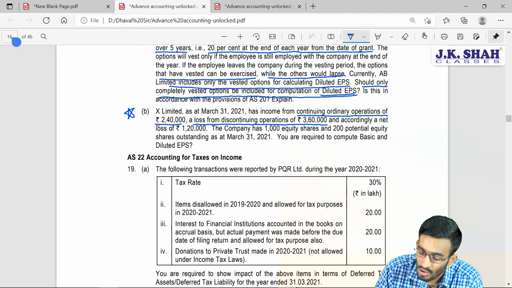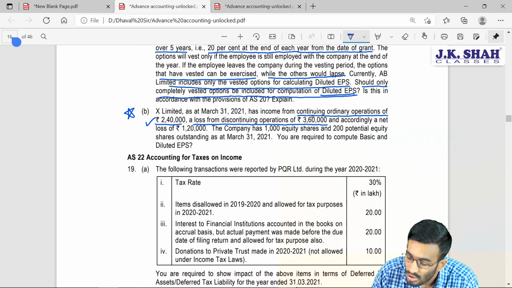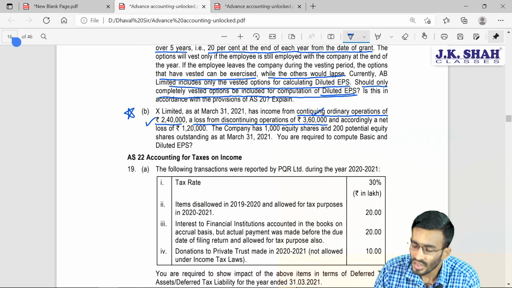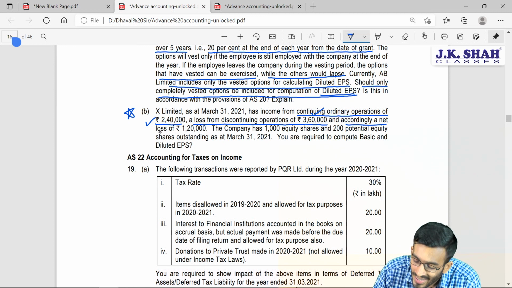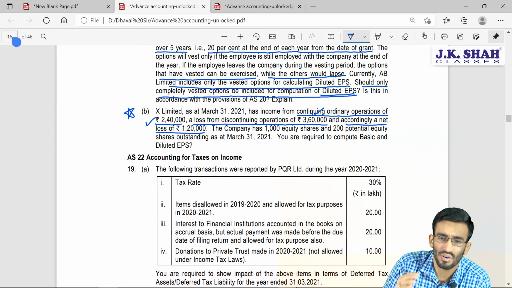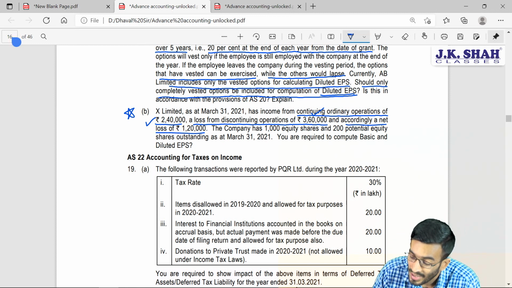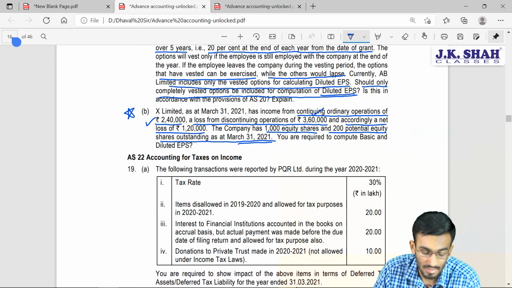So from continuing operation it is 2,40,000 profit, and from discontinuing operation there is a loss of 3,60,000. Accordingly, a net loss of 1,20,000, that is at the end of the P&L statement. The company has 1,000 equity shares and 200 potential equity shares outstanding as at March 31st, 2021.